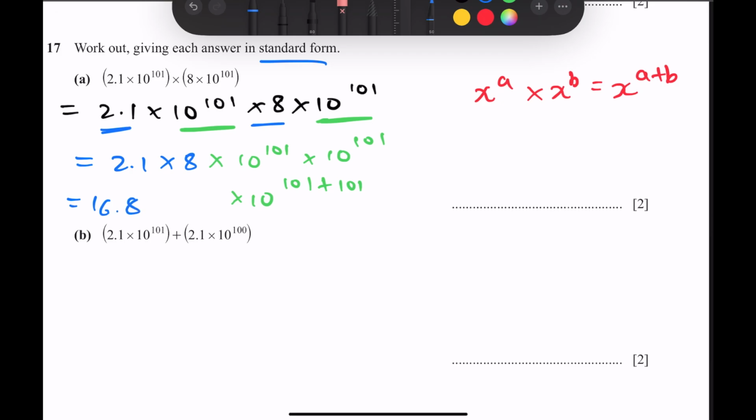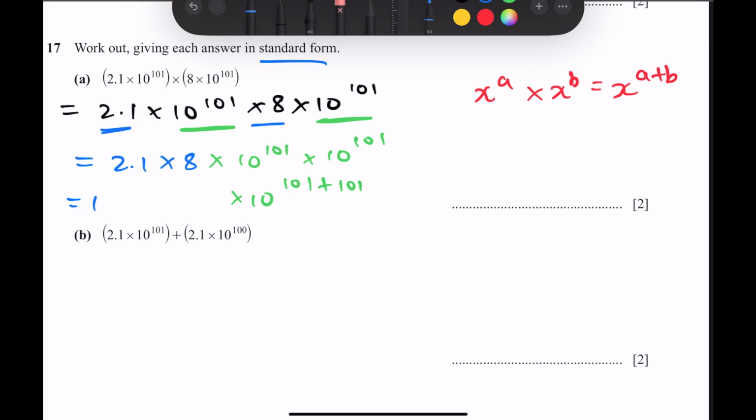Now, 16.8 does not fit the standard form, since standard form is k times 10 to the power of n, where k is more than or equal to 1 and less than 10. Since 16.8 is more than 10, we have to break down 16.8. 16.8 is equal to 1.68 times 10 to the power of 1, since we move the decimal place one place when multiplying by 10 to produce 16.8.